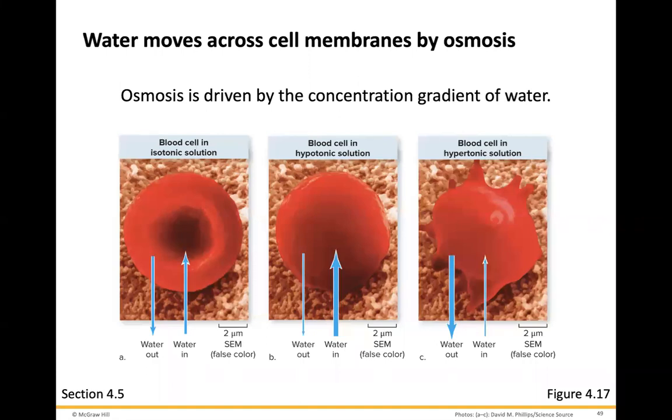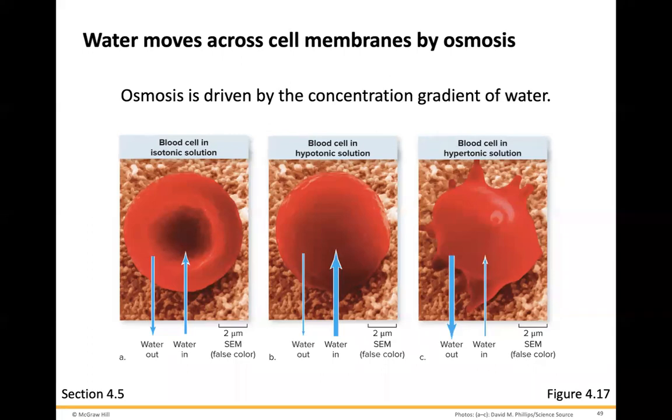If you place a cell in a hypotonic solution, meaning just plain old water, you have a very high concentration of solids inside the cell with a very low concentration outside. And this will end up causing water to move inside the cell because it wants to try to balance it out. This will cause the red blood cell to swell and eventually cause the cell to explode.